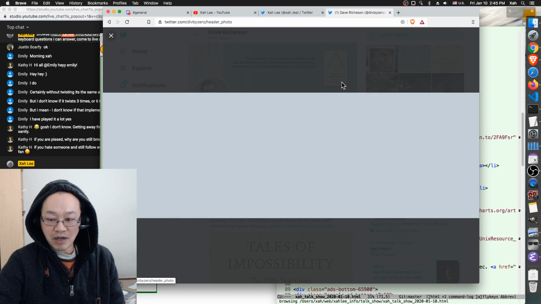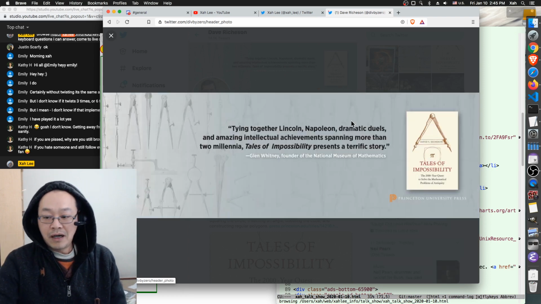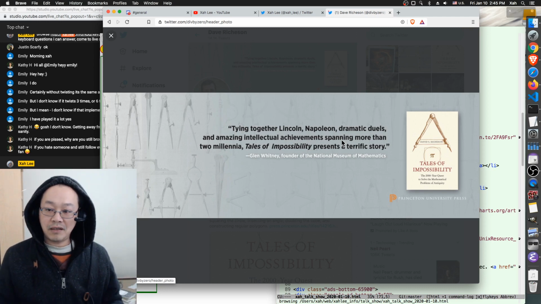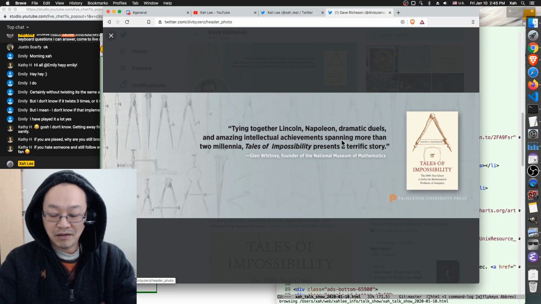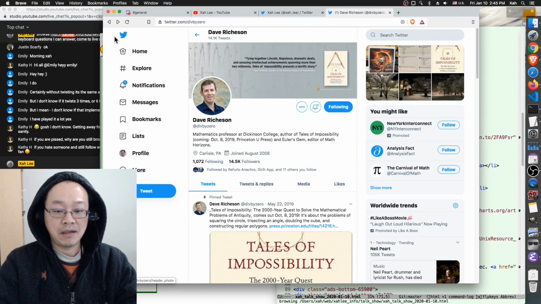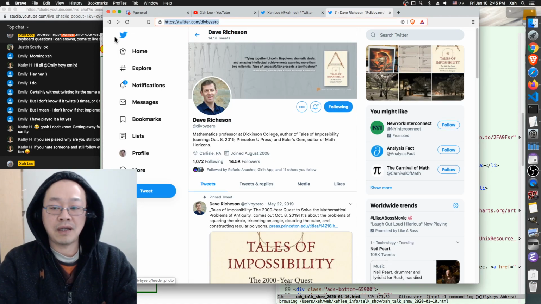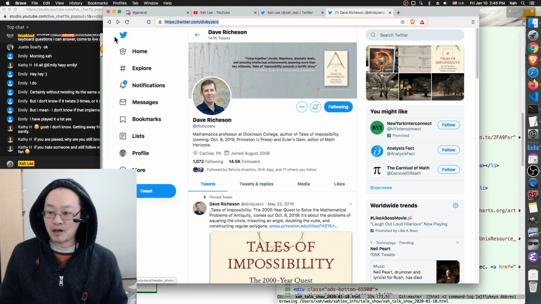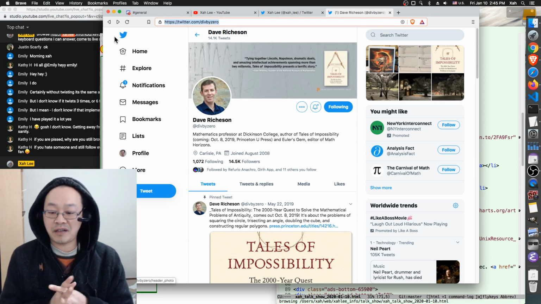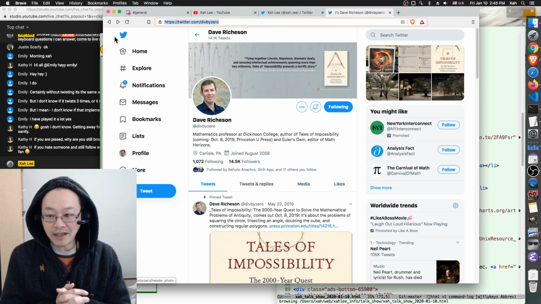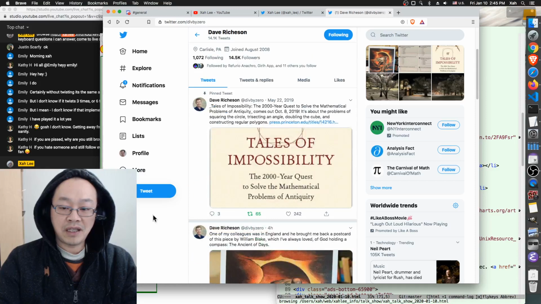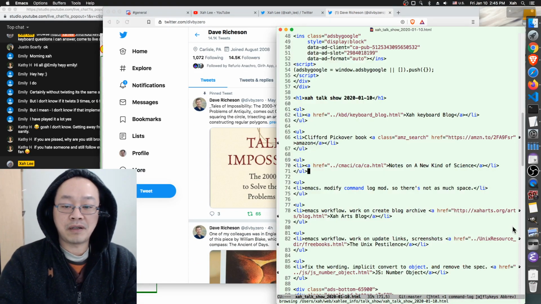about trisecting the angle, squaring the circle and doubling the cube. So do you guys know these problems? These are classic antique Greek problems, very famous problems that have changed the course of mathematics in a significant way. It's one giant chapter of mathematics. Do you guys know about that? So he wrote this book, this Dave Richardson.